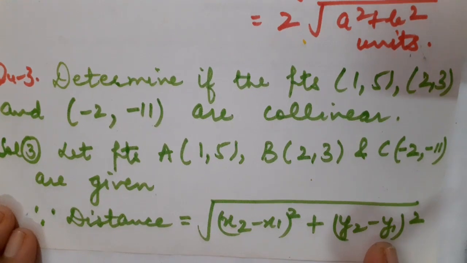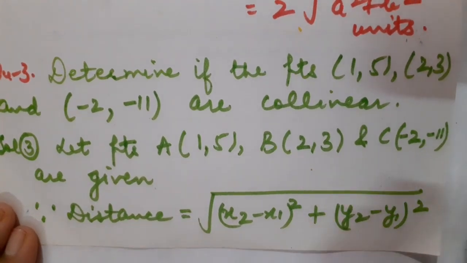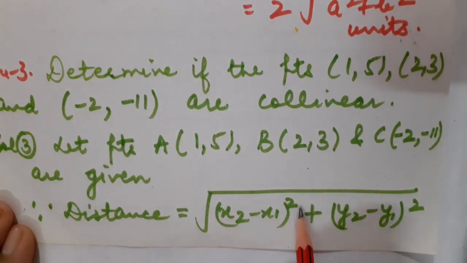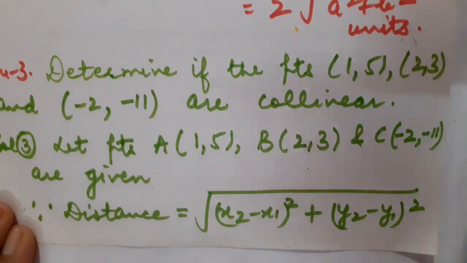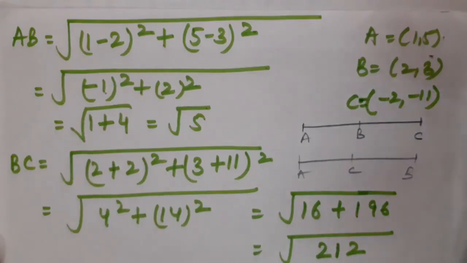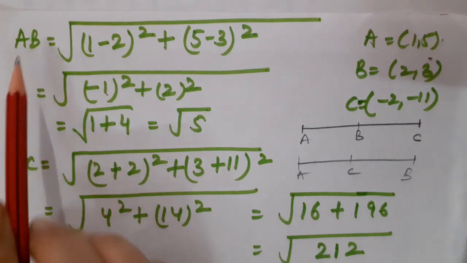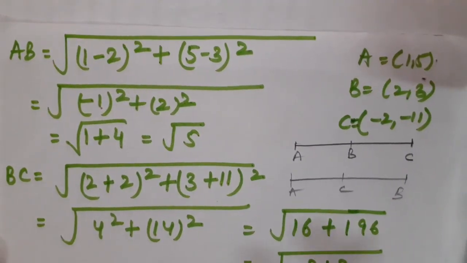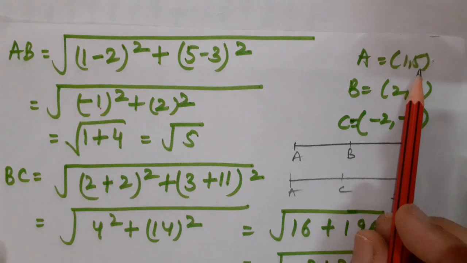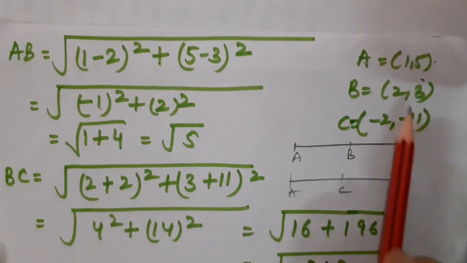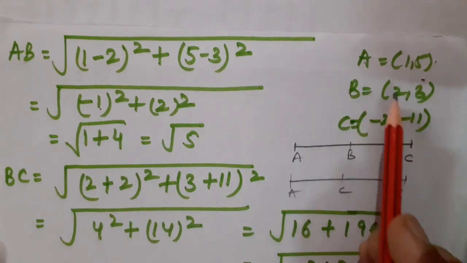As I have just told you that we have to apply the concept of distance formula. So let us recall the formula once again. It is x2 minus x1 whole square plus y2 minus y1 whole square, its whole under root. So now let us calculate the distance between A and B. Fine. Here I have written, children, the coordinates of A, that is (1, 5), B (2, 3) and C (minus 2, minus 11). The formula you know very well.